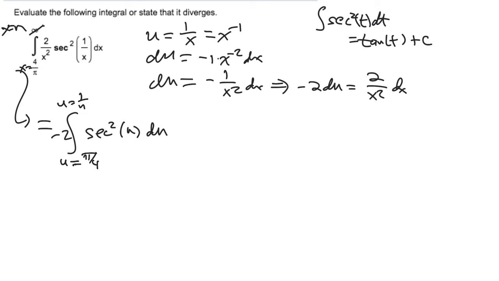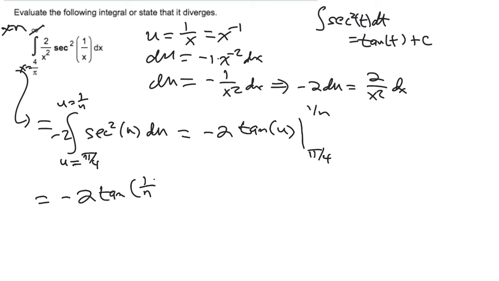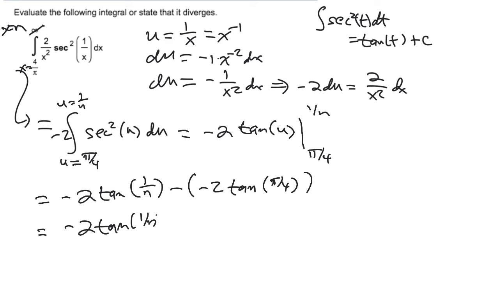So now I can evaluate my integral because I know the antiderivative of secant squared is tangent. I'm evaluating this between pi over 4 and 1 over n. And so that will be minus 2 times the tangent of 1 over n minus negative 2 times the tangent of pi over 4. I remember that the tangent of pi over 4 is 1. And so this is minus 2 times the tangent of 1 over n minus negative 2, so plus 2.